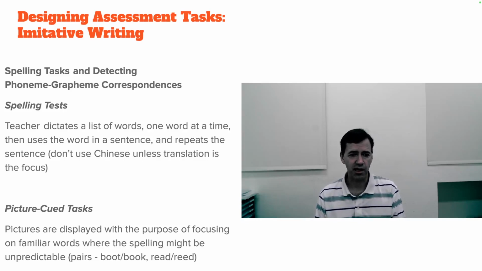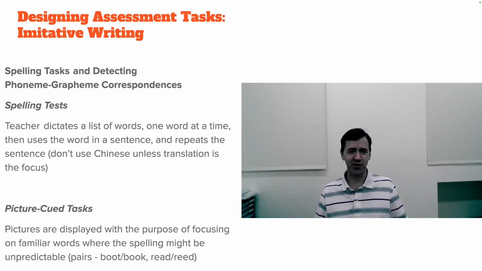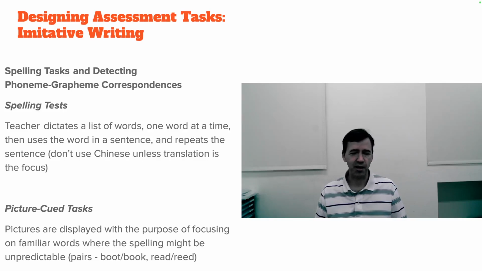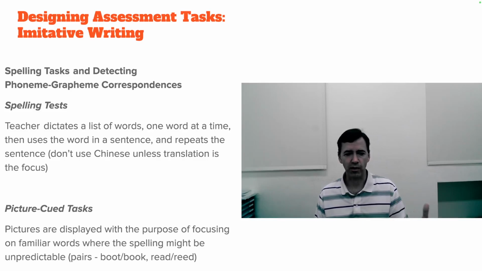Okay, the next one is picture cued. Again, we got picture cued for almost every type of performance. So pictures are displayed with the purpose of focusing on familiar words where the spelling might be unpredictable. So, we can focus on word pairs like boot and book and read, things like that. But basically, now it's about spelling. In the previous one, it was just about writing the words out. So probably now you won't provide them with the word.